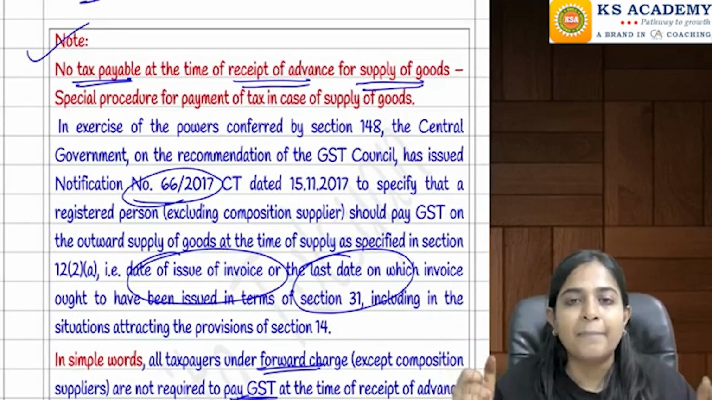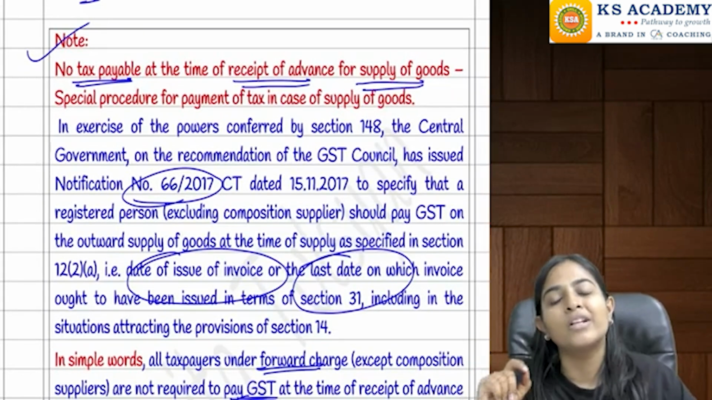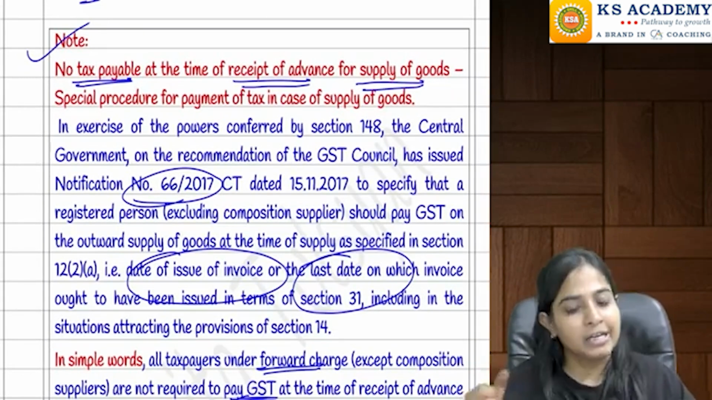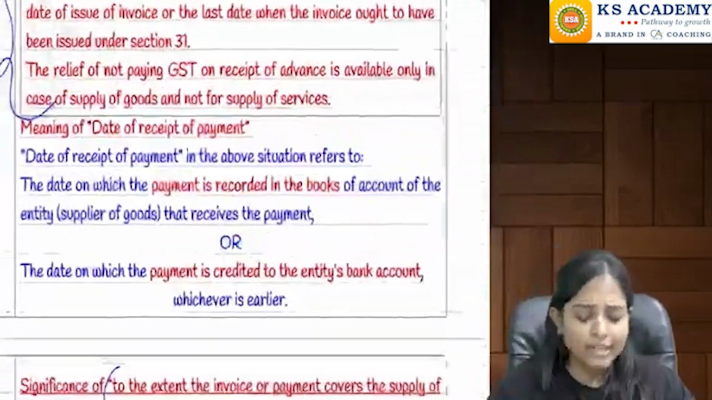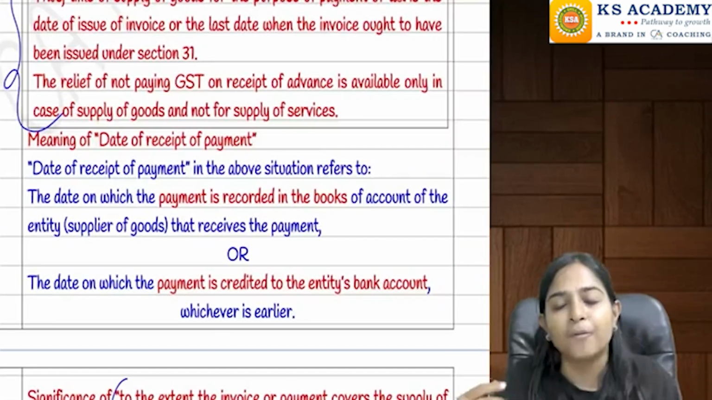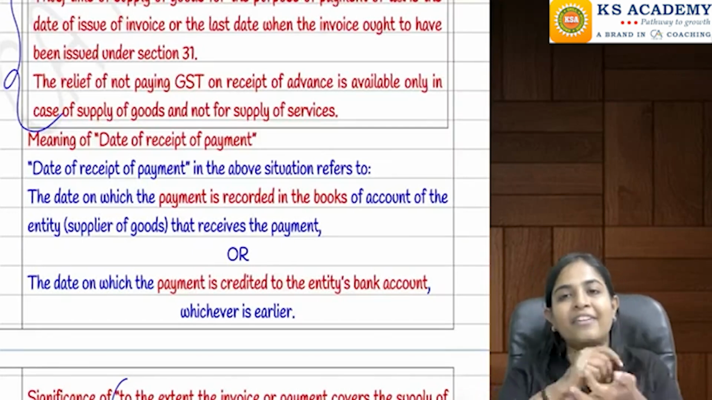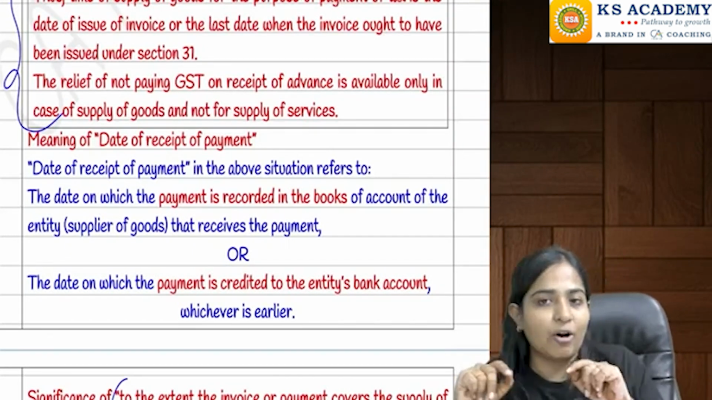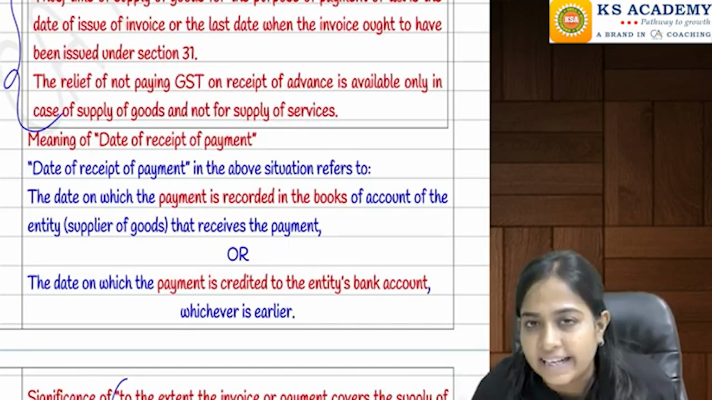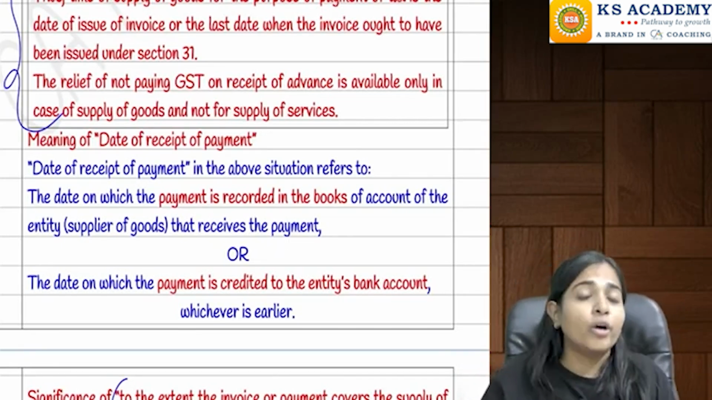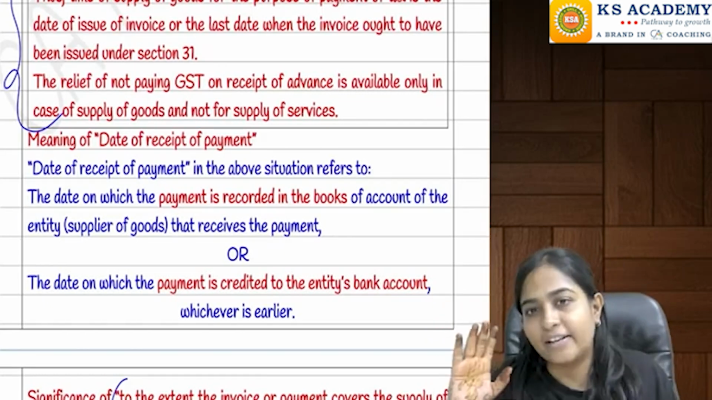Again I'm repeating, time of supply in this case is equal to the date of invoice or receipt of payment, whichever is earlier. Ma'am, what do you mean by receipt of payment? Think from the point of view of supplier. Receipt of payment will be the date when the receipt is recorded in the books of accounts of the supplier, when I am passing that entry in my books of accounts, or the date when the amount gets credited in my bank account, whichever is earlier.